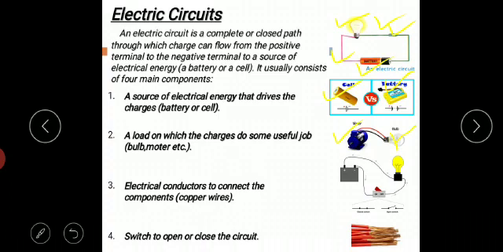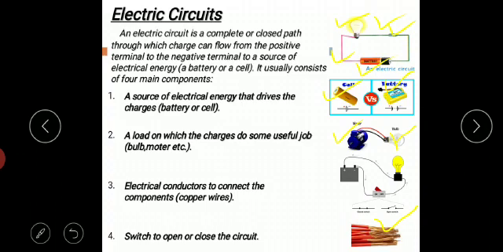And the third one is electrical conductors to connect the components. Yes, we can use electrical conductors like copper wires to connect the components. Here, students, these are copper wires that connect to the components. And the fourth one is a switch to open or close the circuit.